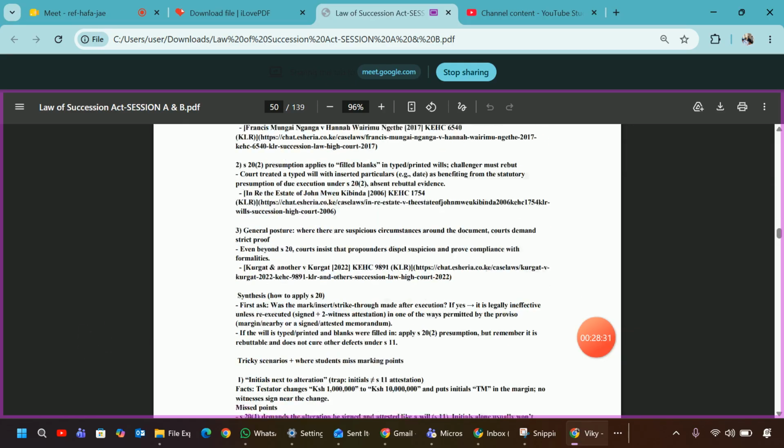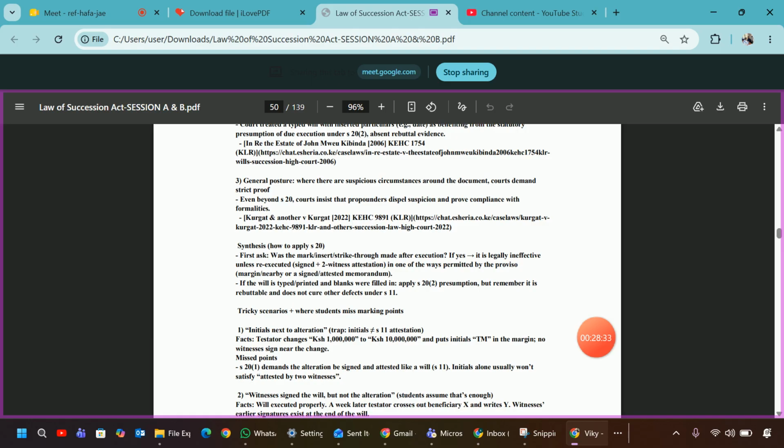So how do you apply Section 20? First, ask yourself, was the mark or insertion or strike-through made after execution? If yes, it is legally ineffective unless re-executed with true witness attestation and signature in one of the ways permitted by the provision, either on the margin or nearby or in a signed attested memorandum. If the will is typed or printed and blanks were filled, apply Section 22 on presumption, but remember it is rebuttable and does not cure other defects under Section 11.